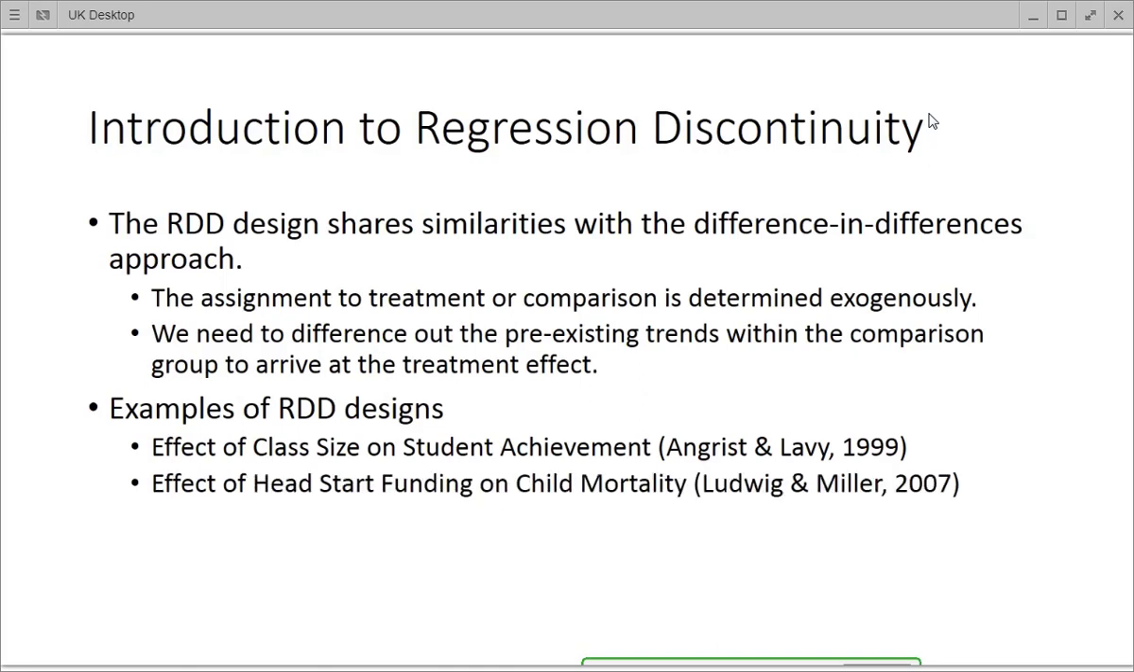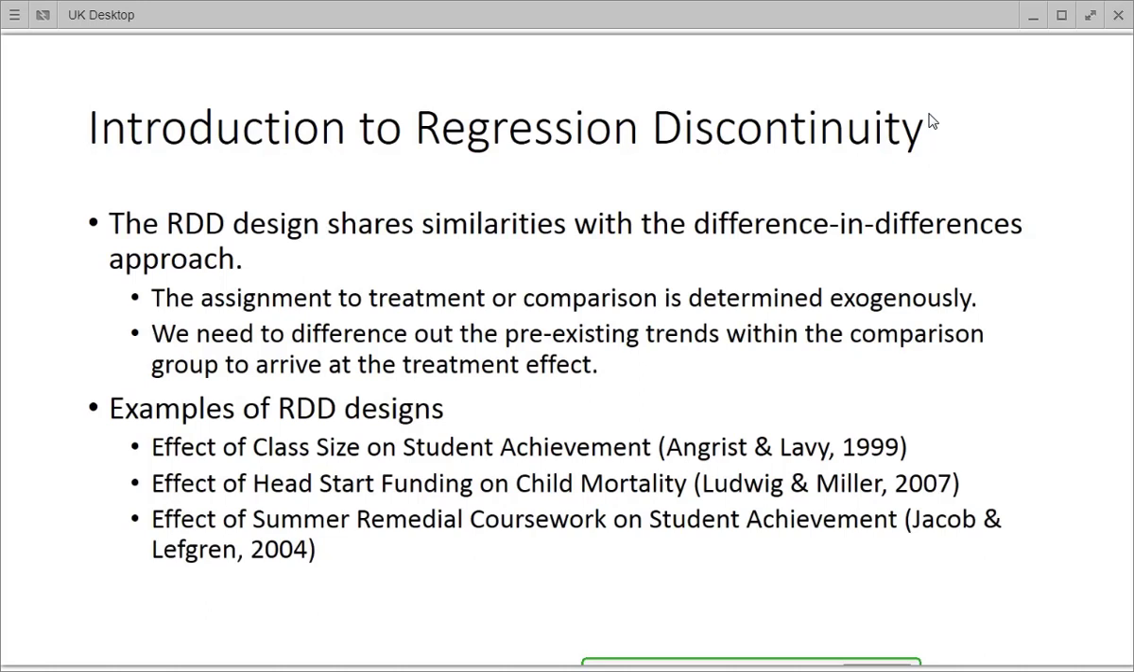Another example, the effect of Head Start funding on child mortality. In this paper, the researchers looked at the early implementation of Head Start, or the early effects of Head Start funding, whereby some of the poorest counties in the country submitted applications to receive additional Head Start funding, and then based on where their application was scored, based on needs within that county, prior funding, etc., certain counties on one side of the cut point received additional Head Start funding, others didn't, and they looked at the impacts on child mortality.